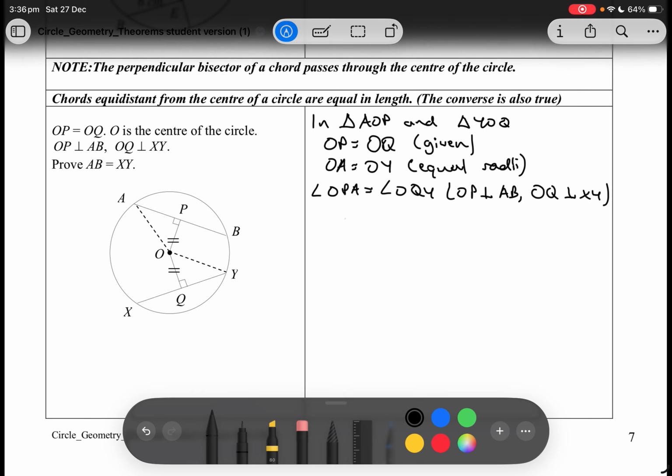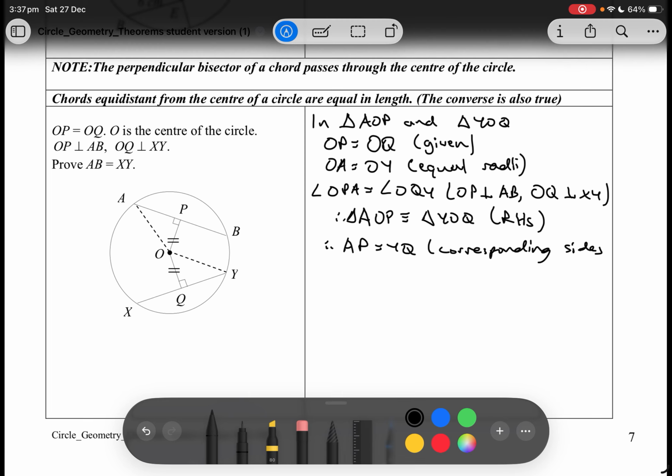All right, now that's enough information to say, therefore, triangle AOP is congruent to triangle YOQ. And the reason is RHS, because we have a right angle, we're told that, we have a hypotenuse, those are the equal radii, and we have the two sides that are given. So now that we know it's RHS, we can therefore say that AP is equal to YQ. We know that corresponding sides in congruent triangles are equal.